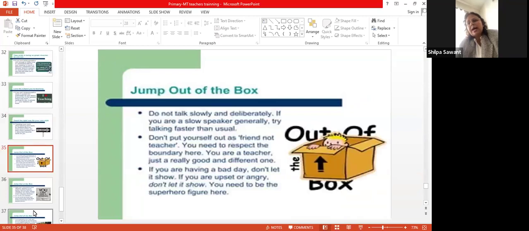Jump out of the box. I feel, why should there be a box? If you are a slow and deliberate speaker, you have to speed up. You have to know, okay, you should be out of the box.